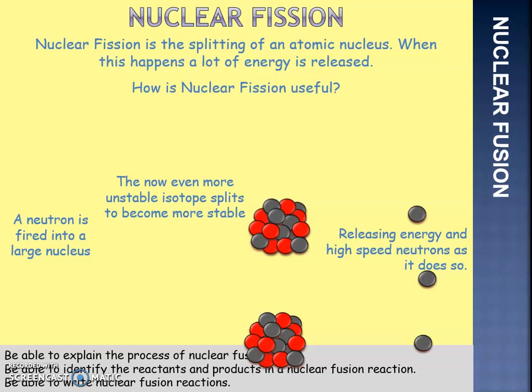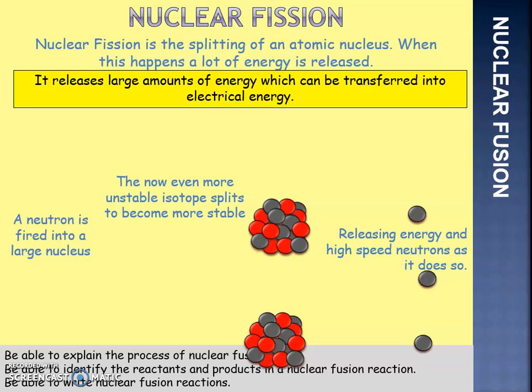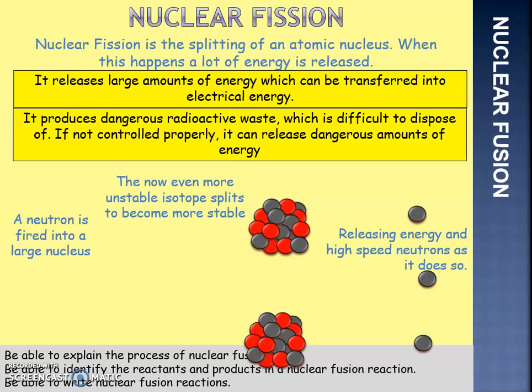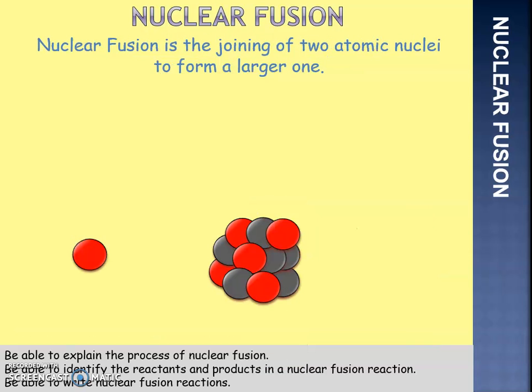How is nuclear fission useful? It releases huge amounts of energy which we can transfer into electrical energy. How is it dangerous? It produces dangerous radioactive waste which is really difficult to dispose of, and if we don't control that properly, it can release dangerous amounts of energy. Fission means to split or to divide, so that's why we refer to nuclear fission as the splitting of a nucleus. Now, nuclear fusion is the joining of 2 atomic nuclei to form a larger one.